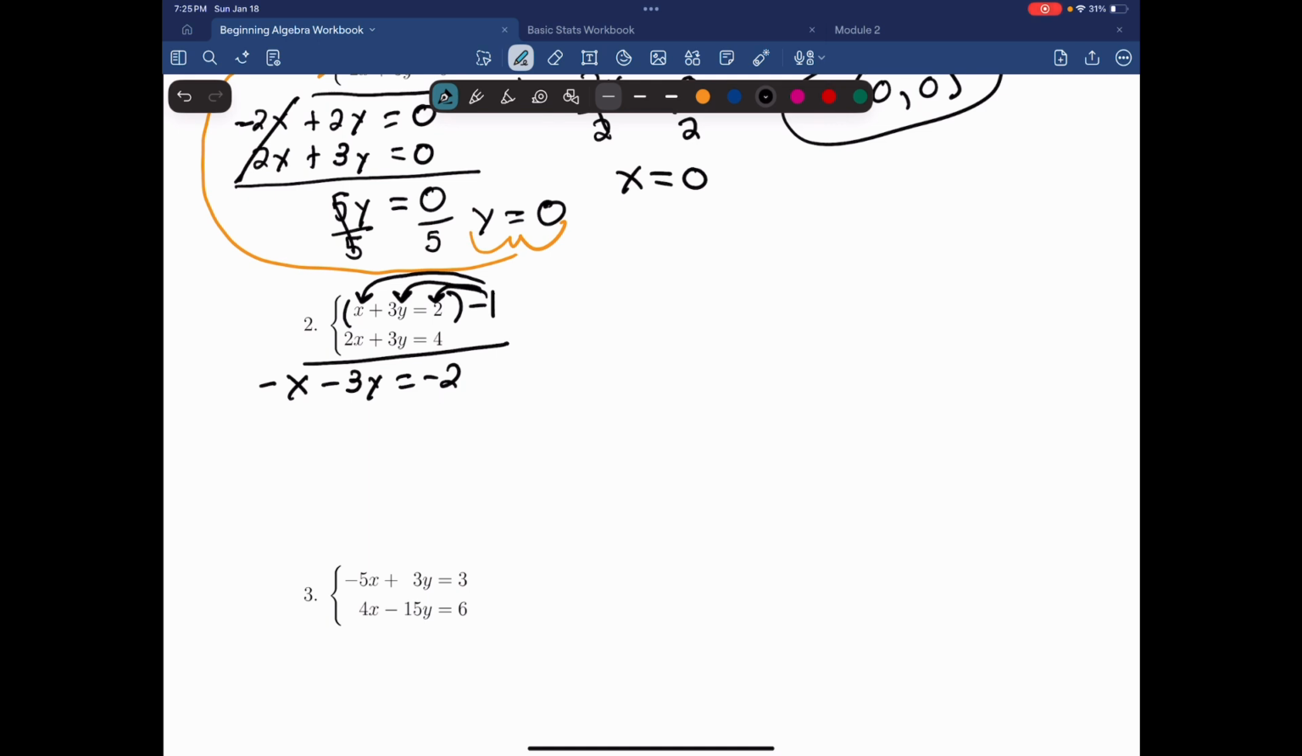And then the second equation, I'm just going to bring it down just like it is, because we didn't do anything to the bottom equation.